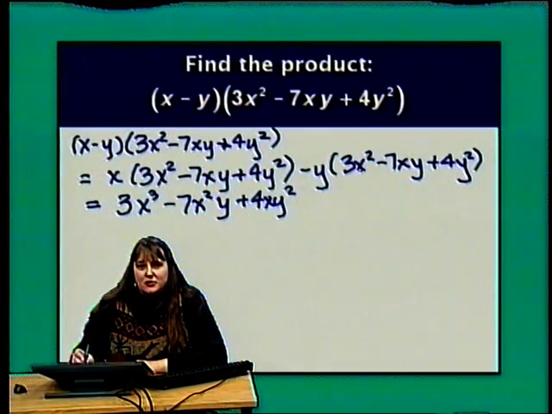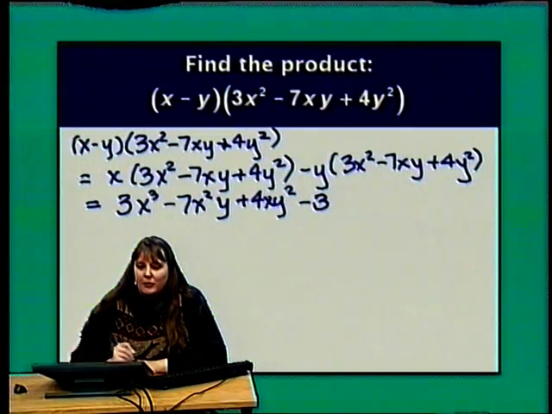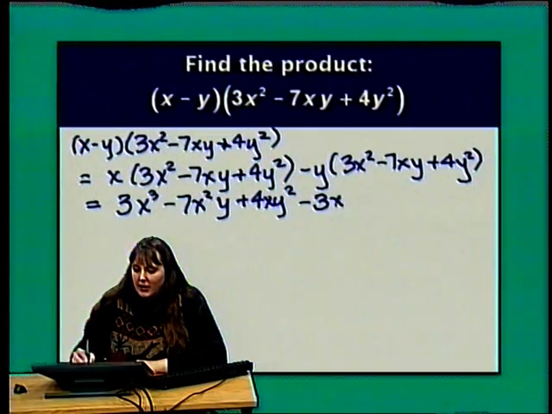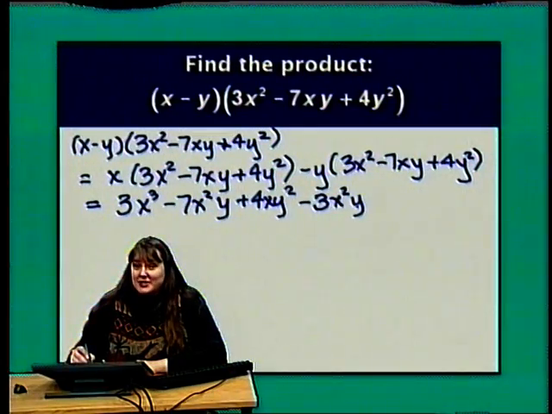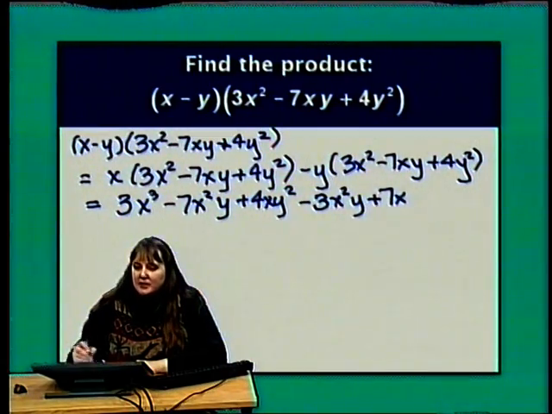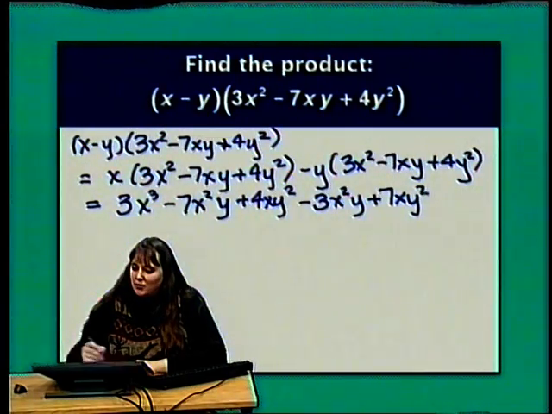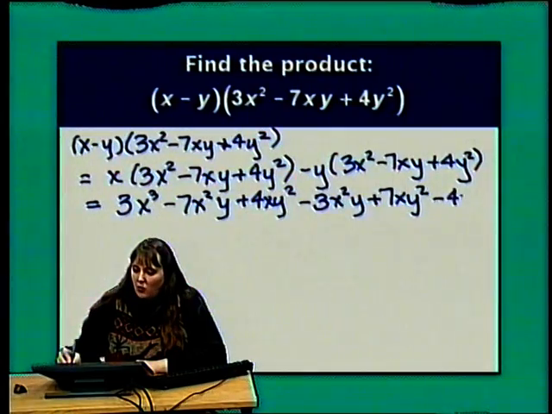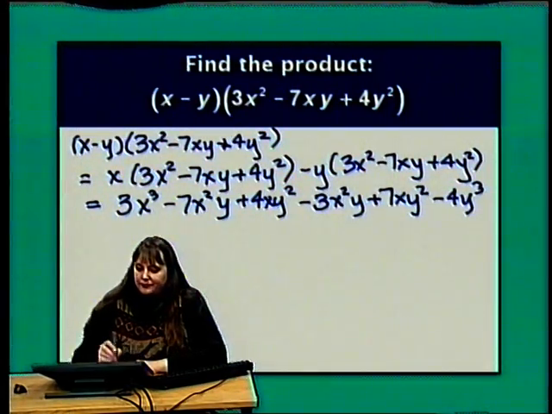Negative y times 3x squared gives our next term a coefficient of negative 3, and writing the variables in alphabetical order, x squared y. Negative y times negative 7xy gives us a coefficient of positive 7. And we have an x, and y times y is y squared. Finally, negative y times 4y squared is negative 4y cubed. Now we need to look for like terms.